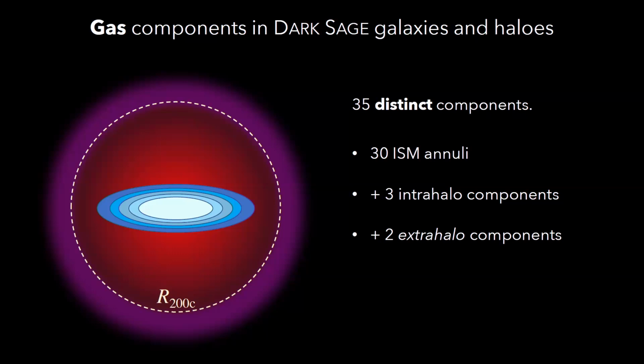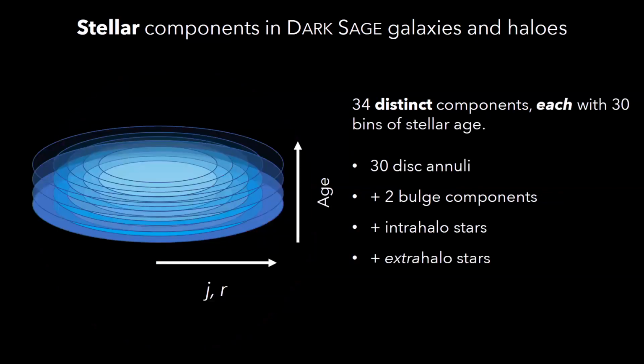So one is the ejected reservoir mass that has come out from the galaxy as a result of stellar outflows, and then stuff just being stripped from satellites outside of the virial radius. The stellar components are similar, except they add an extra dimension. So for every single annulus in the stellar disk, there are 30 bins of age. Okay, so what this means is that we can now do feedback non-instantaneously.